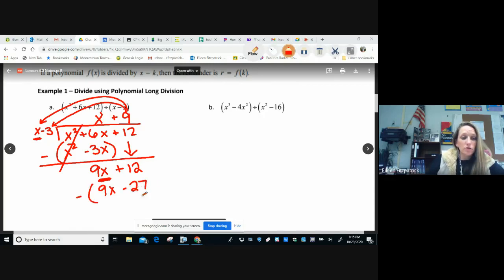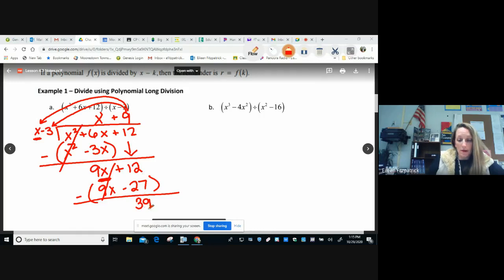And then you subtract. Again, your first term should always cancel. And a positive 12 minus a negative 27, that's really plus a positive 27, is going to give you a 39. You know you're done because you can't multiply x by anything to get a 39.